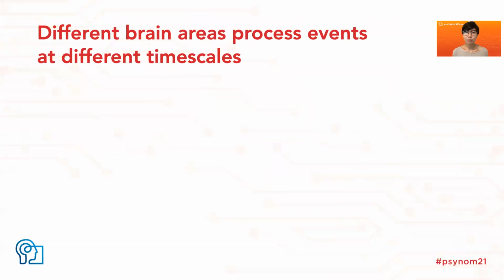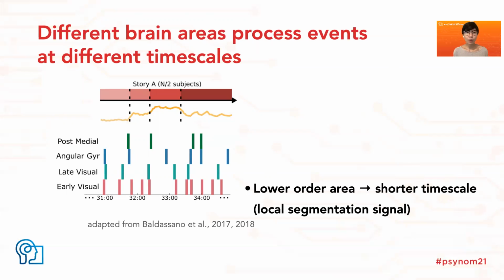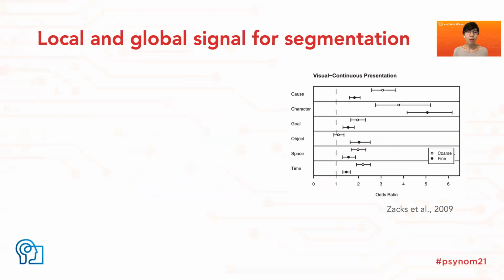When processing a continuous flow of information, different brain areas seem to process events at different timescales. And if we look at how often different brain regions track changes between stable states within a narrative, lower order sensory regions switch between stable states at shorter timescales, suggesting a local signal for segmentation. Whereas higher order regions switch between stable states at longer time windows, suggesting a more global signal for segmentation. Behaviorally, we also know that people use both local and global signals for segmentation.